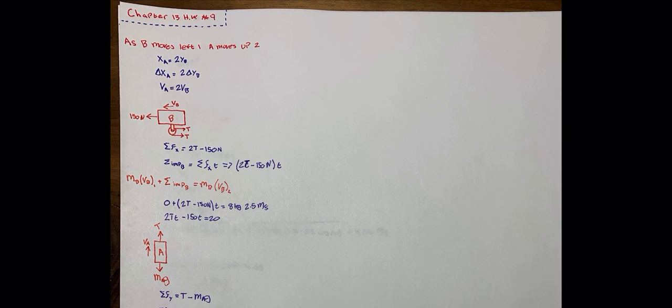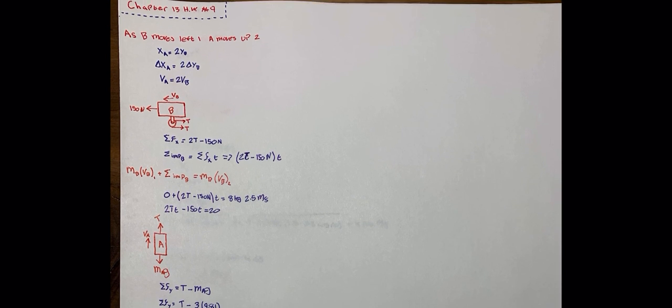Number 9. So we have a pulley system that is under 150 newtons of force. We're supposed to determine the time at which the velocity of collar B will be 2.5 meters per second to the left, and the corresponding tension in the cable at that time.